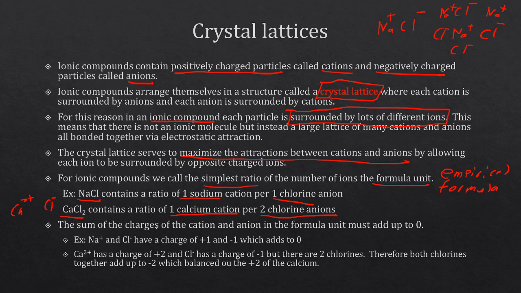Which leads us to our last rule. The sum of the charges of the cation and anion in the formula unit have to add up to 0. So that's why our sodium and chlorine is 1 to 1. Plus 1 minus 1 add together to 0. But in calcium and chlorine, calcium is in the second column. It's going to tend to take a plus 2 charge. And chlorine is only going to have a minus 1 charge. So you need multiple chlorines to balance out each calcium. So there, with this ratio of 1 to 2, it's exactly balanced.